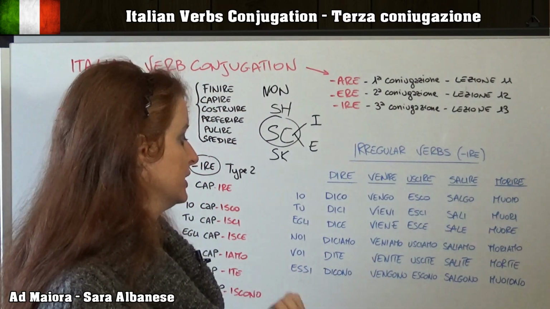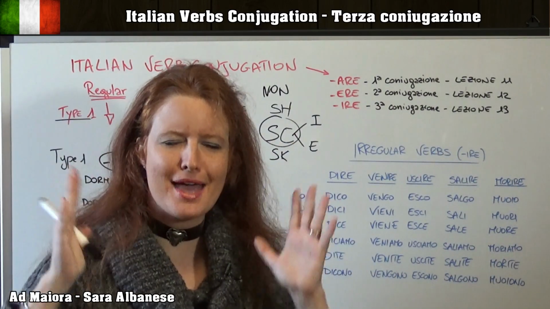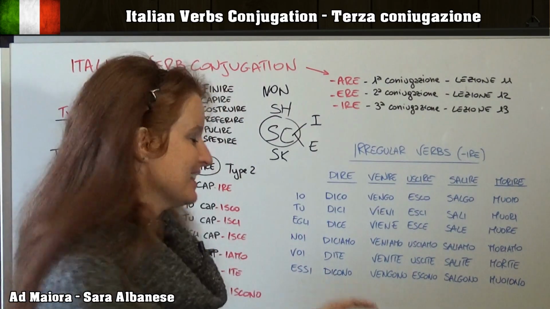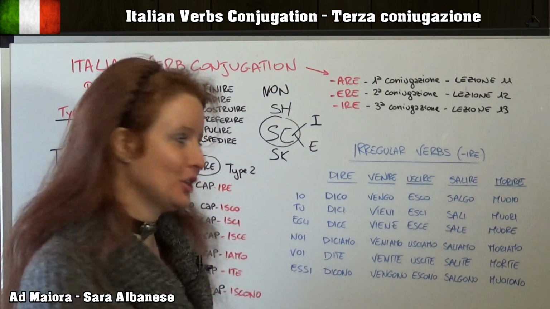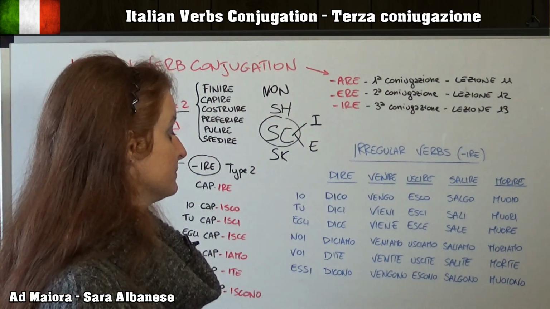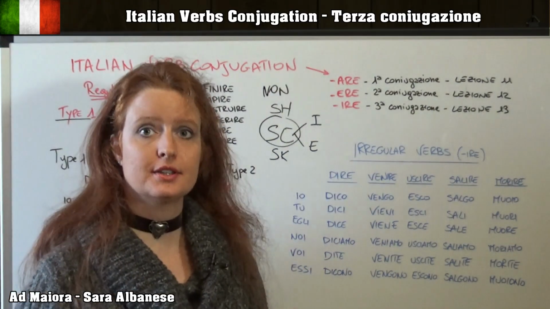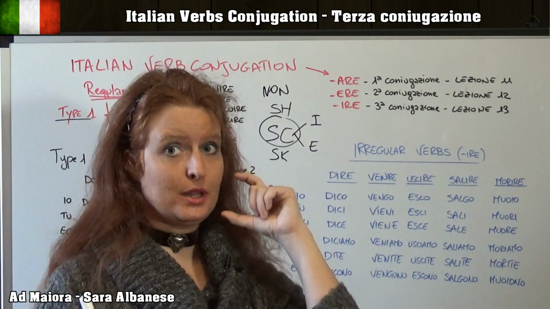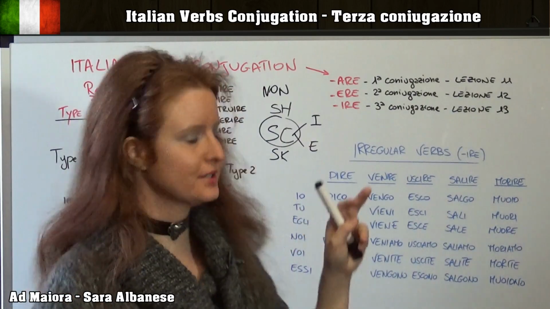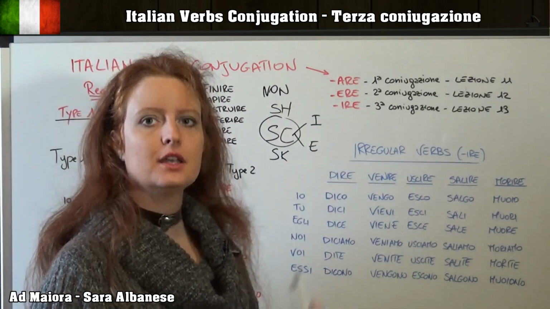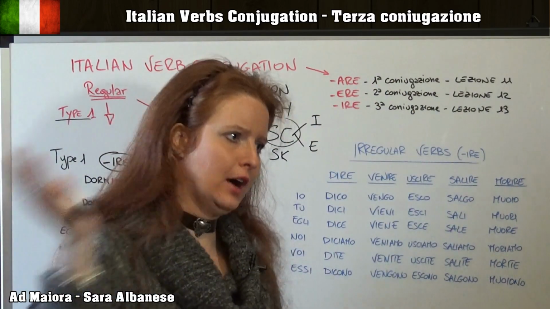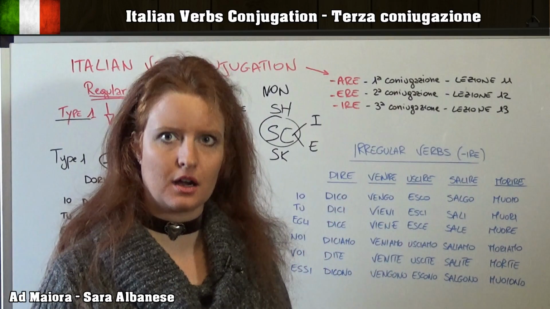Okay, the second person plural, it's not dicete, as many foreign people say. It's wrong, it is dite, okay? This is the most irregular person of the whole irregular verbs, so pay attention. As for the pronunciation, also in this case, you have to remember that when chi is followed always by the same vowels, so I or E, it is ch. When it is followed by any other vowel or consonant, it is k.